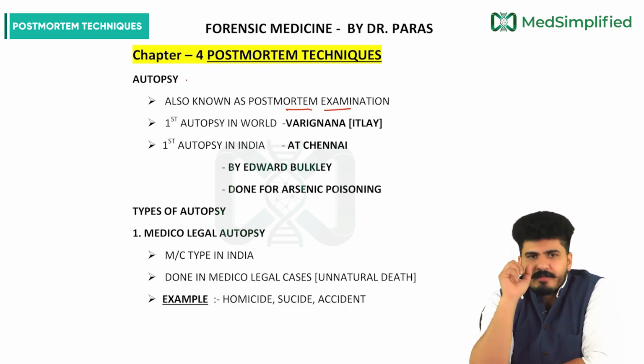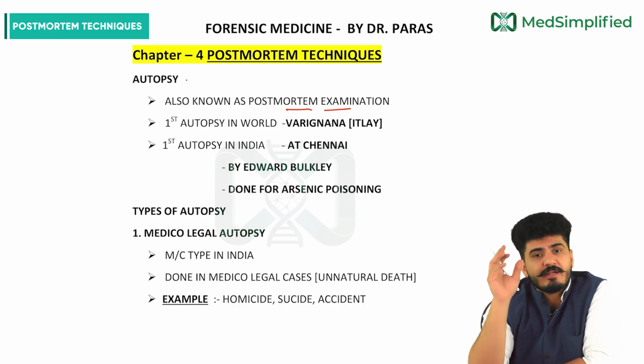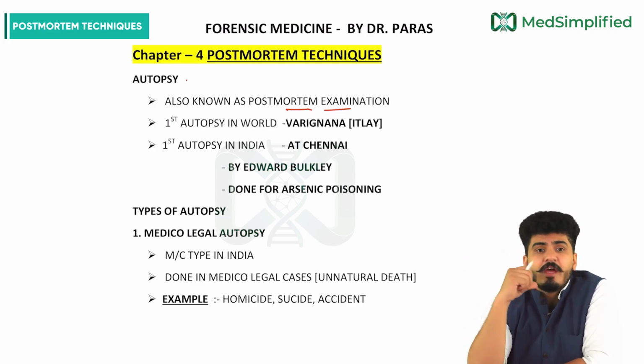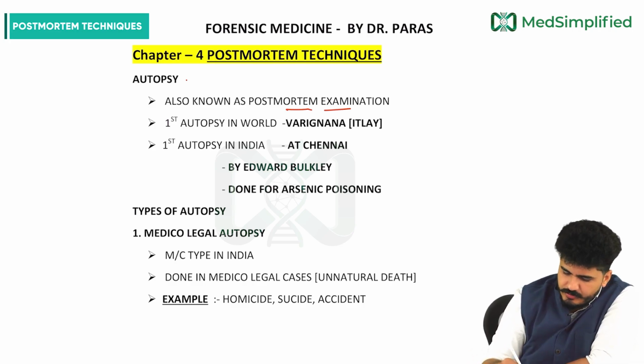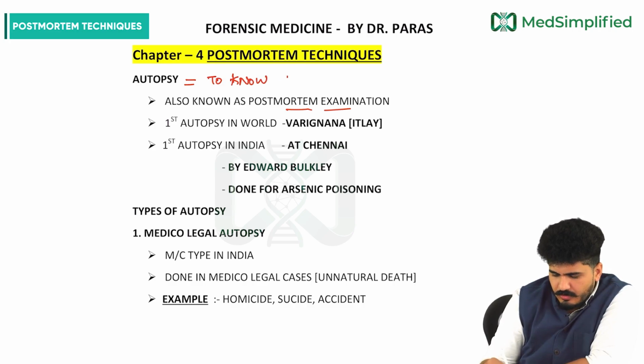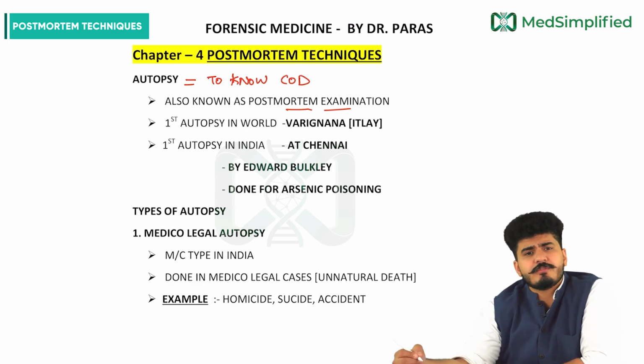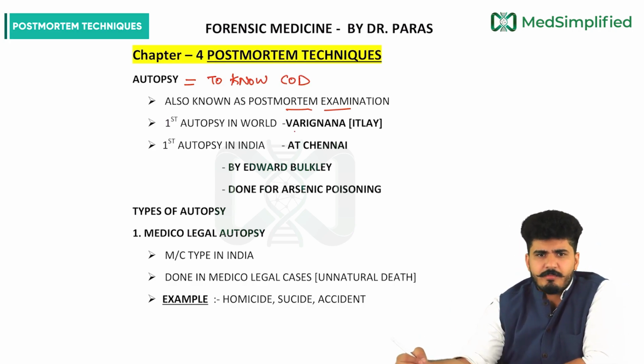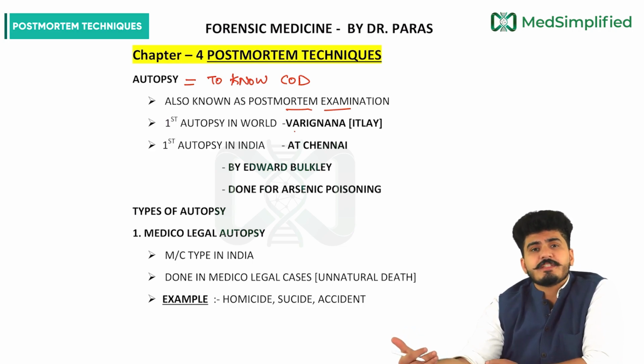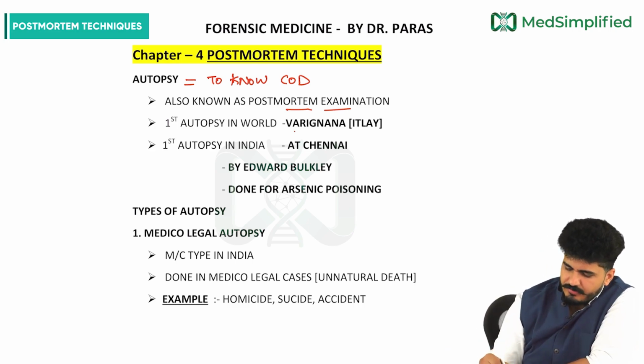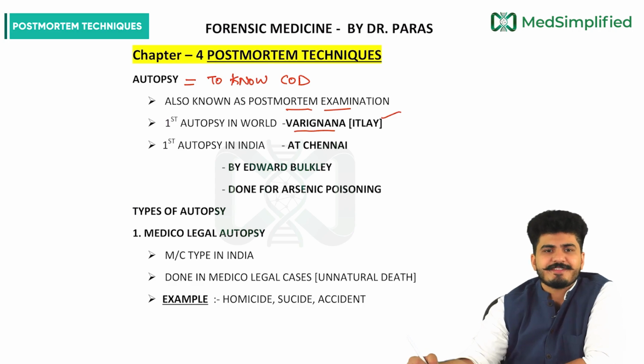Why is autopsy done? The question comes, why, Dr. Paras, why is there a need of autopsy? Autopsy is basically done to know the cause of death. It's very important. Where did the first autopsy in the world happen? The first autopsy in the world happened in Virginia. Where is Virginia? In Italy, my dear friends.